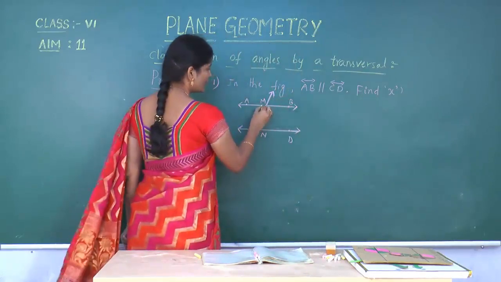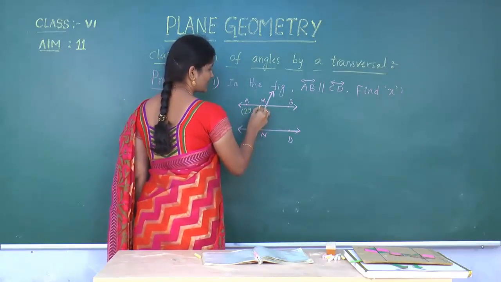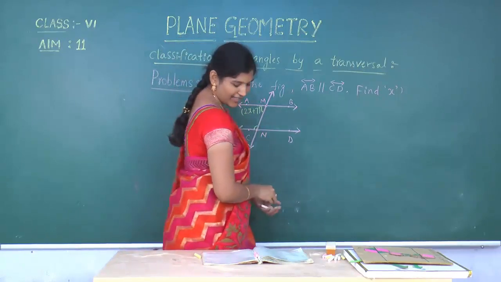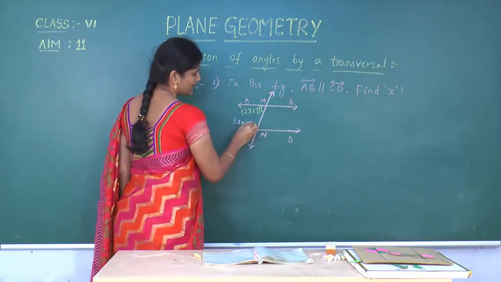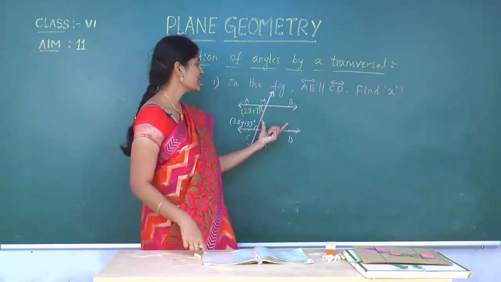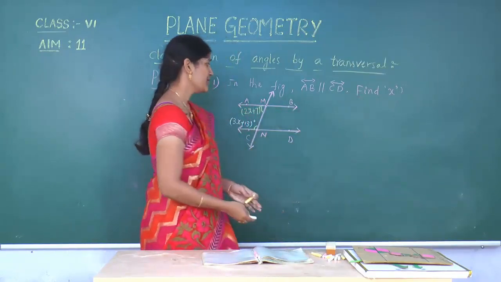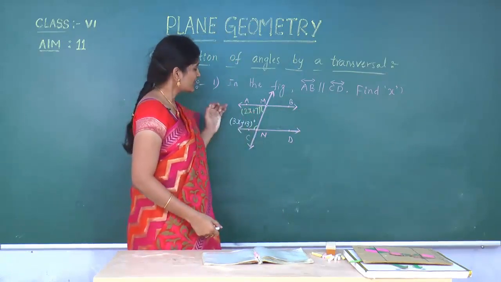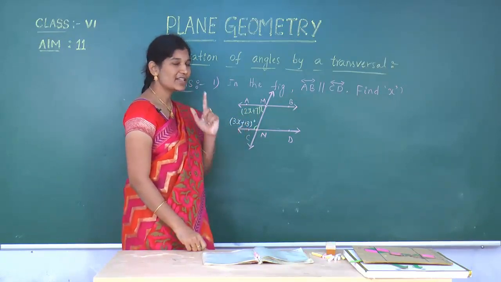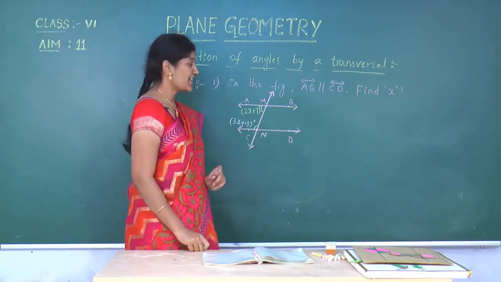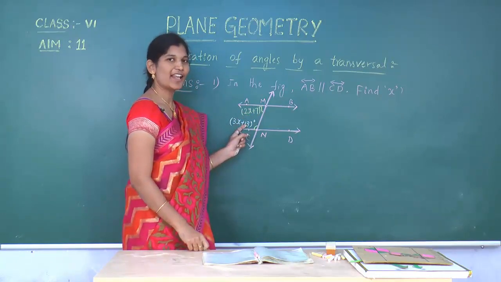Here it is 2x plus 7 degrees, and here they given angle 3x plus 13 degrees. By using this information we are going to find out the value of x. How can we find? First of all, observe and classify these angles. What type of angles are these two? Once remember the concept? Yes, these two are co-interior angles or allied angles.